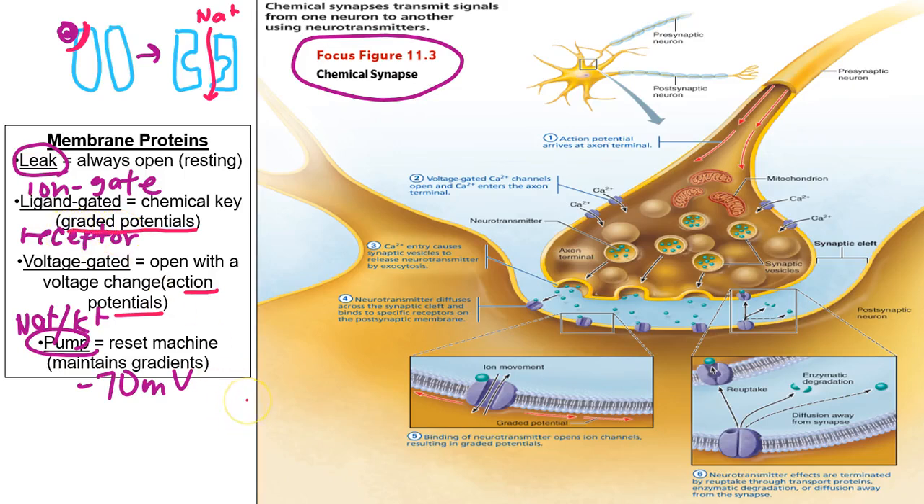Now, I want to talk about a synapse, because in order for a graded potential to exist, and of course, we need the graded potential to be able to hit that trigger zone, or initial segment, or the axon hillock, so that we can reach that negative 55 millivolt threshold and trigger an action potential, right? So you have to make sure you understand what a chemical synapse is, because a chemical synapse is going to provide that stimulus that gives us graded potentials.